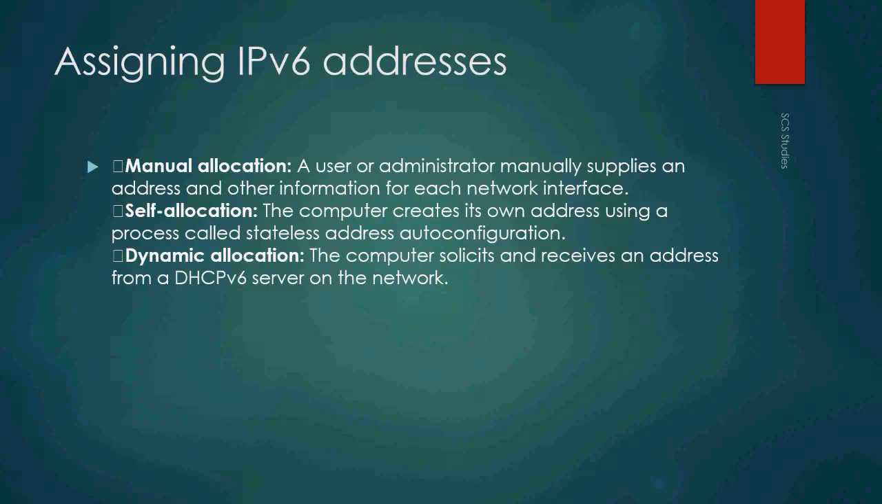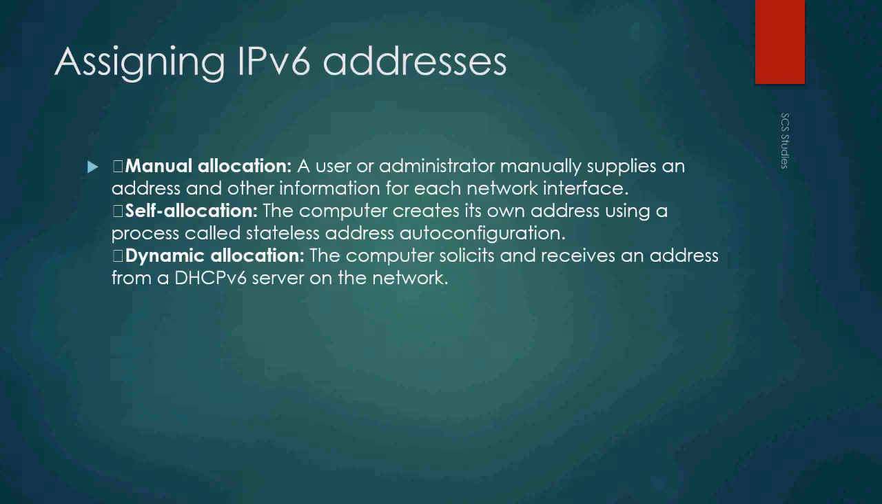Assigning the IPv6 addressing. Manual allocation: a user or an administrator manually supplies an address and other information to each network interface. Self-allocation: the interface configures its own address using a process called stateless address autoconfiguration. So always keep in mind, in IPv6 it is known as stateless address autoconfiguration, by which a network adapter can fix an IPv6 address automatically.